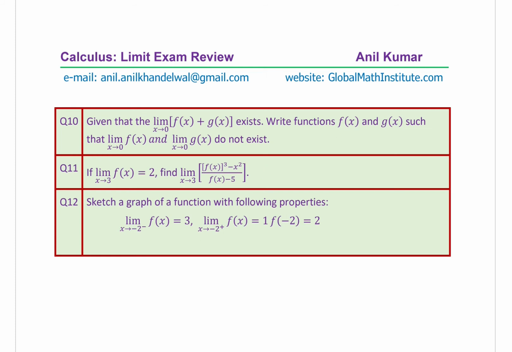Question number 12. Sketch a graph of a function with following properties. Limit of f of x is equal to 3 when x approaches minus 2 from the left side. Limit of f of x is equal to 1 when x approaches minus 2 from the right side. And f of minus 2 is equal to 2.